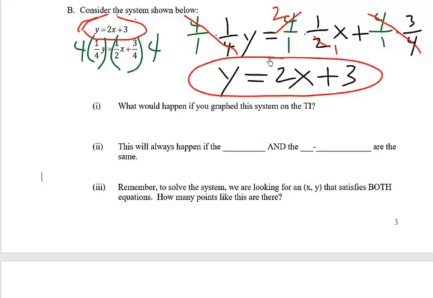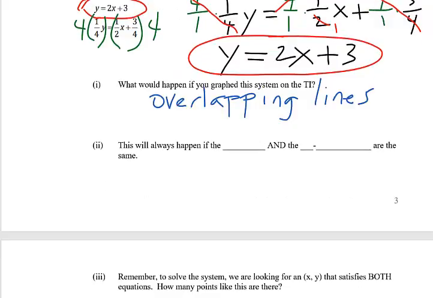Now the question says, what would happen if you graphed this system on the TI? Well, if you take a look at the two equations, they're identical. They're the same equation. I don't think I have to go to the calculator to know what's going to happen. Obviously, they're going to be the same line. They're going to be what we might call overlapping lines. Obviously, this is going to happen anytime the lines are identical. So this is going to happen if the slopes and the y-intercepts are the same.